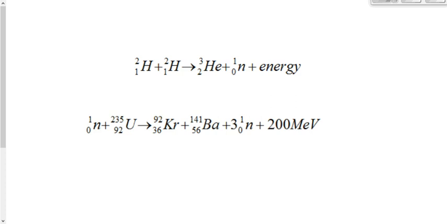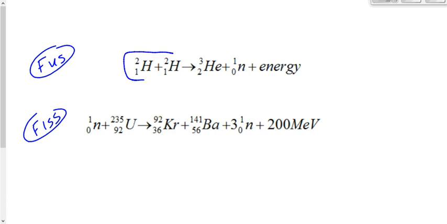How do you know the top one is fusion? You're correct, by the way. Top one is fusion, the bottom one is fission. How do you know that? Right. We're fusing together two light nuclei to make one heavy nucleus.